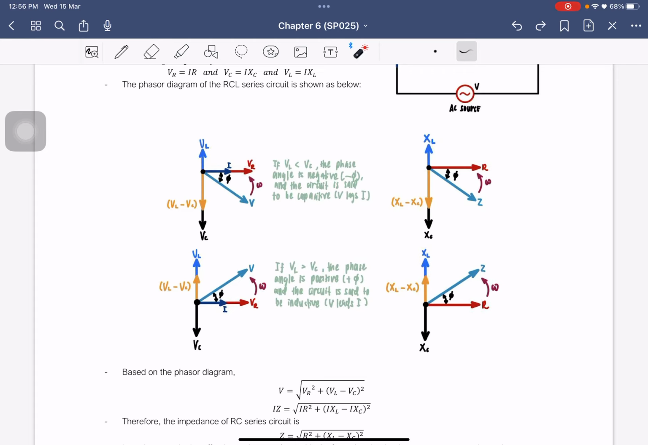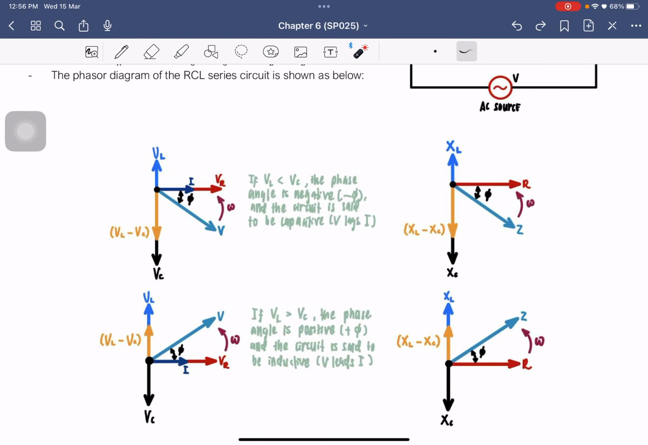Alright, so if the capacitor punya voltage is greater than the inductor, the angle is gonna be negative. So the circuit is said to be capacitive lah. Okay, so maksudnya semua phase angle untuk bila VC is greater, dia akan jadi negative. Okay, negative lah, angle tu akan jadi negative. So this is how you draw them lah. Kalau kamu tunjuk yang di sini lagi panjang daripada di atas ni.